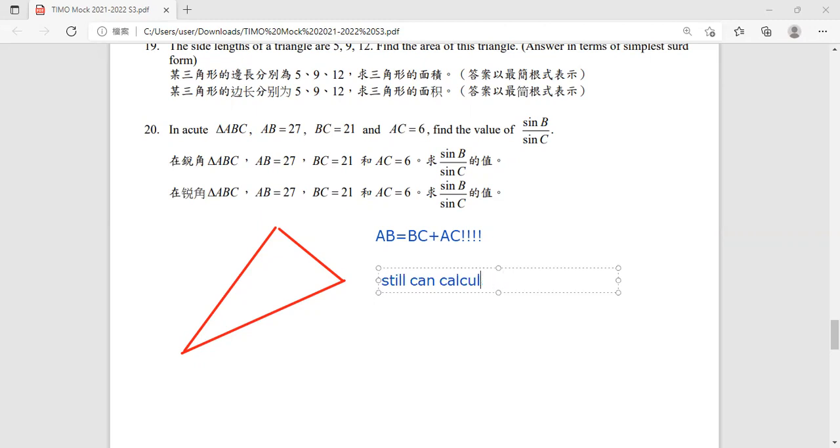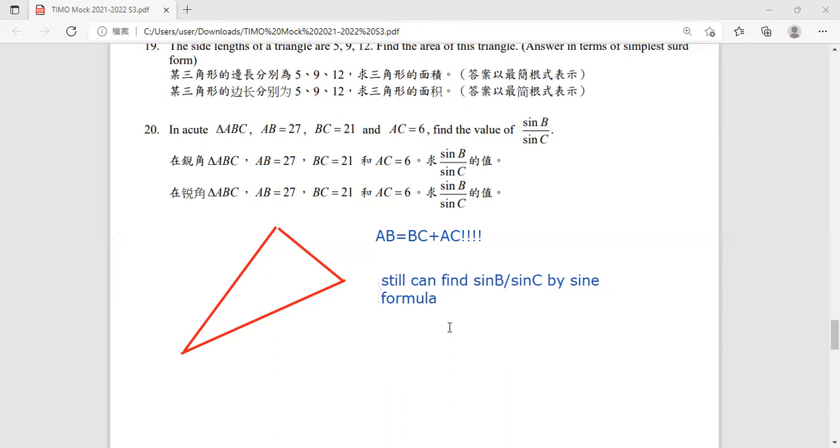That's why I give 4 question marks, 4 exclamation marks here. Okay, you can calculate. By what? Sine formula. You can still find sine B over sine C by the sine formula.